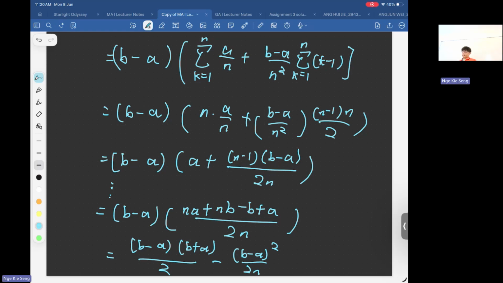Do you know why I write it in this form? Because later we're going to take the limit of this thing as n goes to infinity, and you see that the second term actually disappears. So we're left with the first term, and actually the first term is what we want: (b squared minus a squared) over 2. The second term disappears if we take n to infinity.